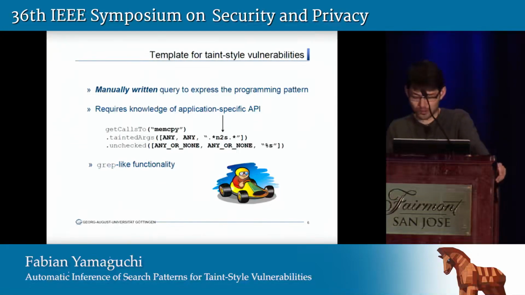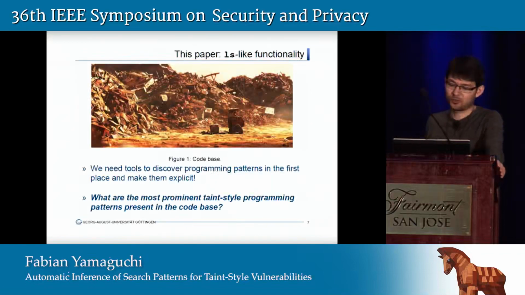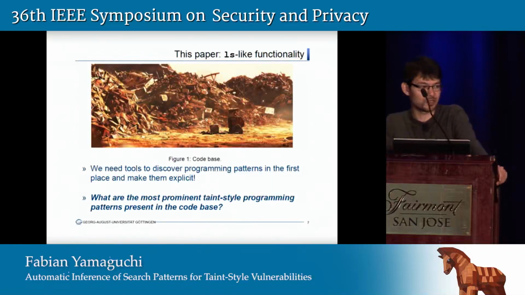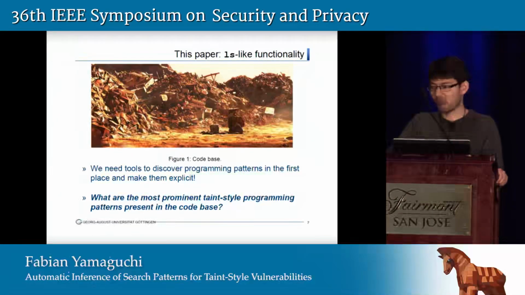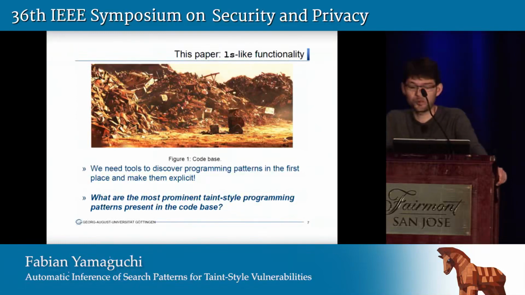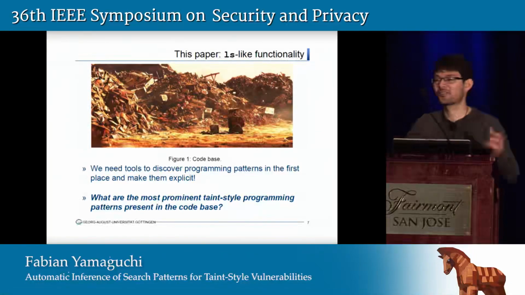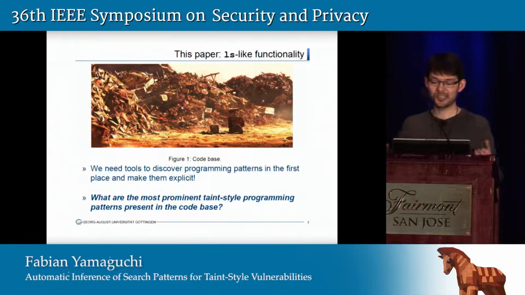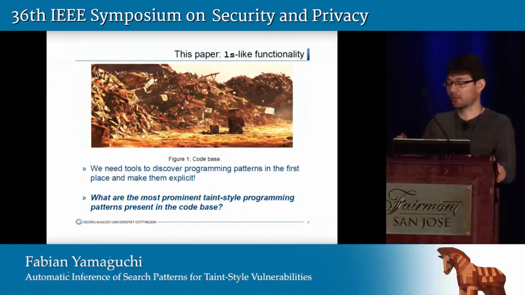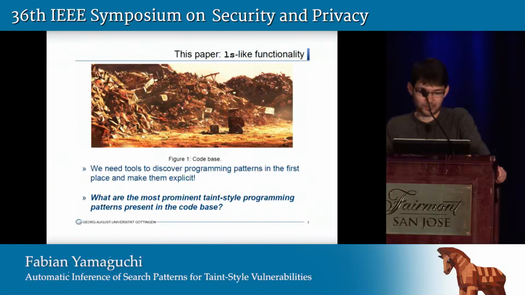Now, the problem with this is that usually when you take a look at a new code base, it's a pile of garbage to you. So you really don't know what to search for in the first place. What we want to build in this paper is more ls-like functionality, something that will list the different kinds of programming patterns which are there in the code base in an explicit and editable form. So the question we ask is, what are the most prominent taint-style programming patterns present in the code base?